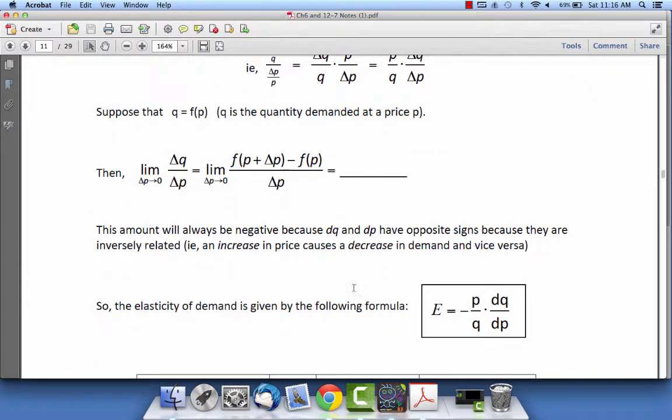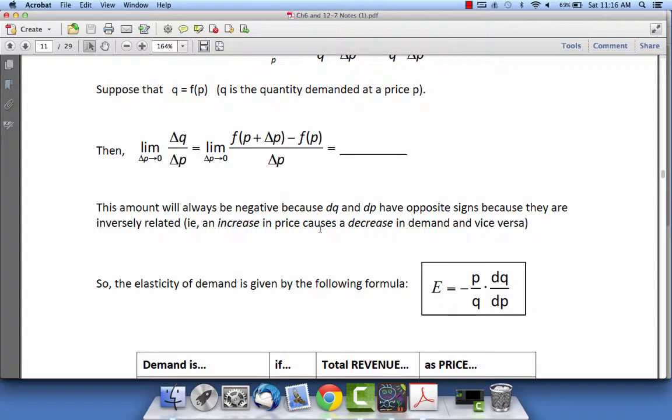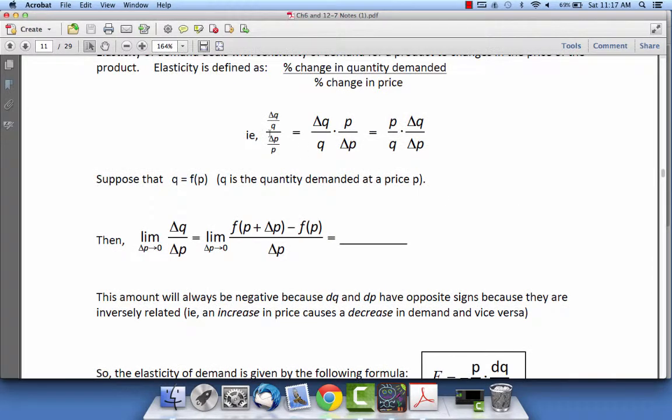So they always have opposite signs, again, except in the weird cases with expensive brands. So we just put a negative sign so that elasticity is always positive. It's always going to come out negative, so we just change the sign. So we have P over Q times dQ/dP, and that's how you calculate elasticity, which again is just this, as the change in P goes to 0.